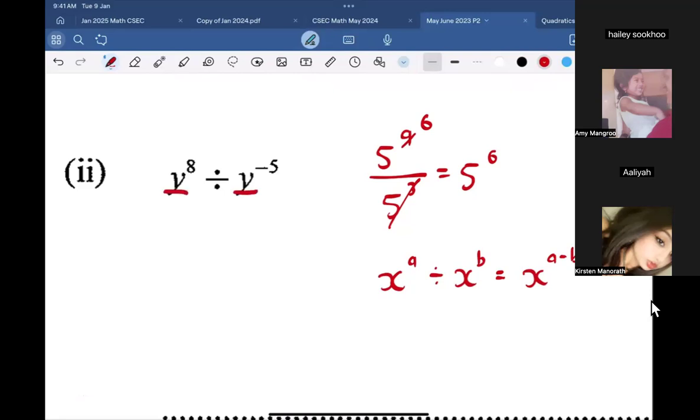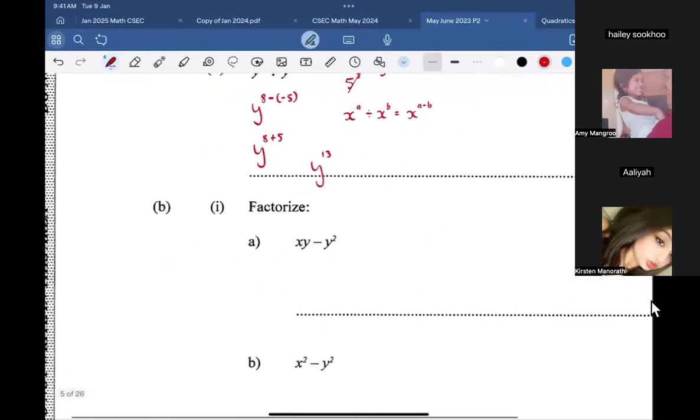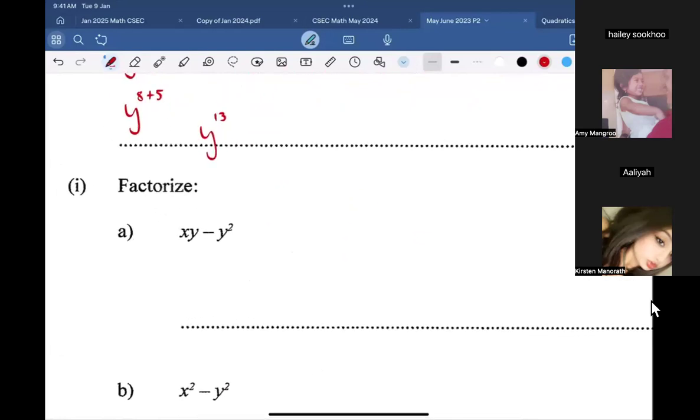Are both of them the same base? And when I say base, I'm talking about the bottom, right? The y. Both of them is y. So that would mean y to the power 8, minus, because it's divide, minus 5. So what is minus by minus? A positive, right? So 8 plus 5 is 13.